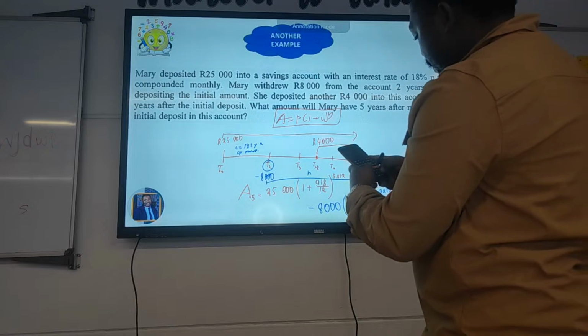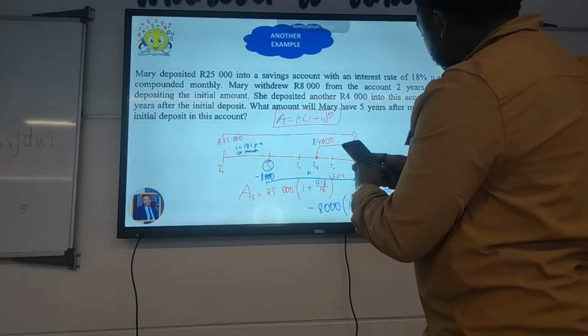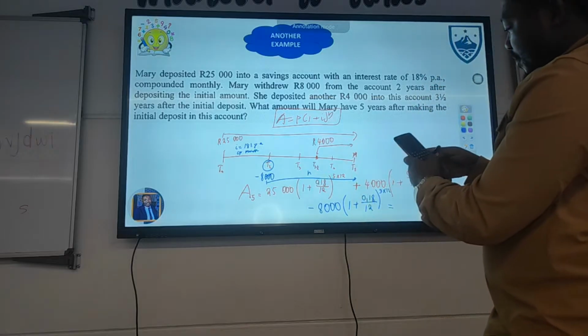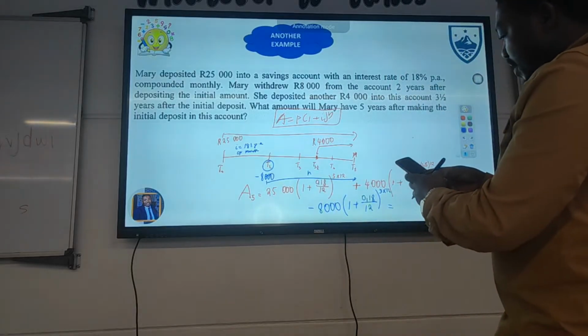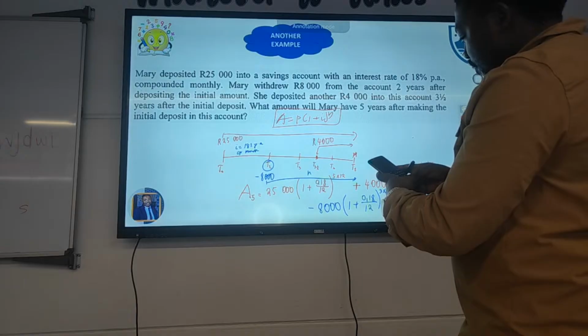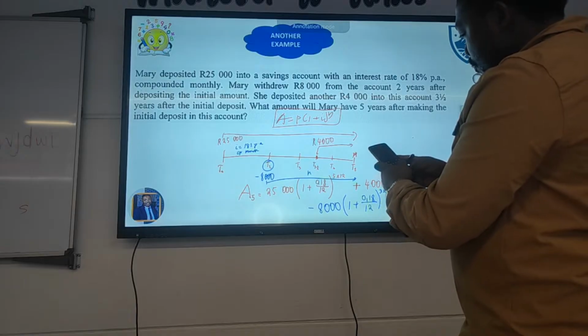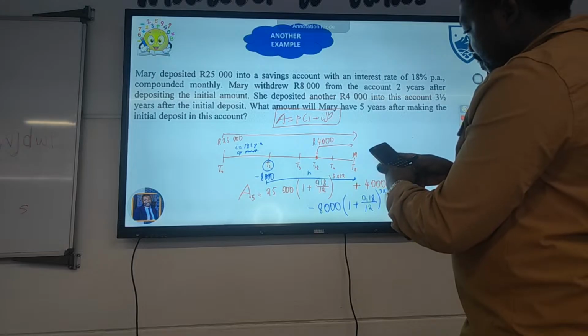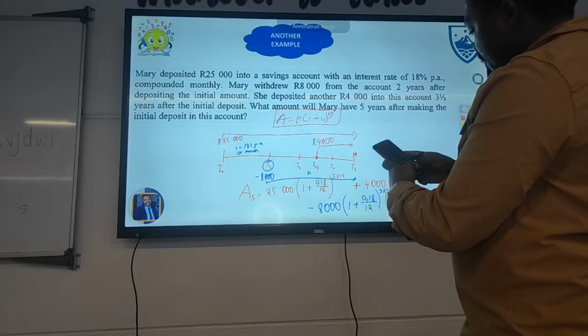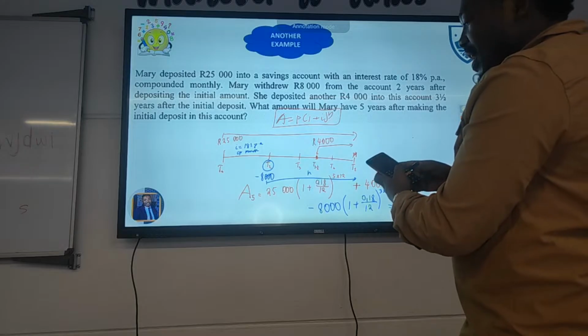Remember, we had 1.5 times 12 at the top. Don't forget the withdrawal, which is this minus, and then 8,000, open bracket 1 plus 0.18 divided by 12, and close bracket to the power of 3 multiplied by, what's the 12? Yes. I place it as it is.